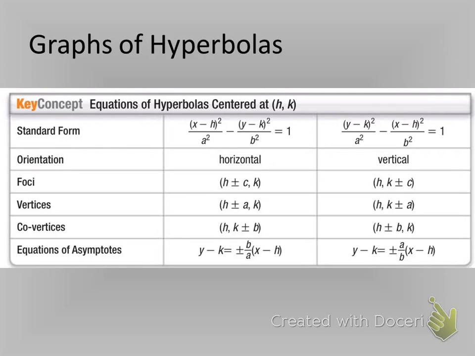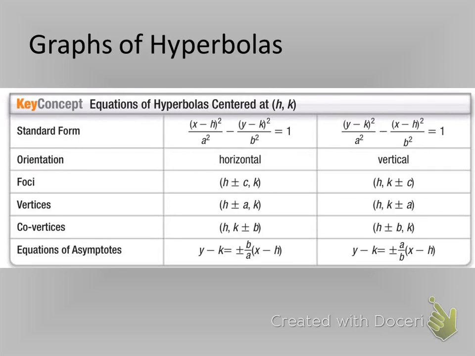Now, this is the one where I will give you everything except standard form. I'll give you the orientation row, the foci row, vertices, co-vertices, equations of asymptotes. Once again, the ones that you're centered at 0, 0 are derived from this page. If I give you one that's more helpful, it's these. The biggest change, honestly, if you look down at the bottom, is your equations of asymptote lines. A little more ugly, a little more moving parts going on.